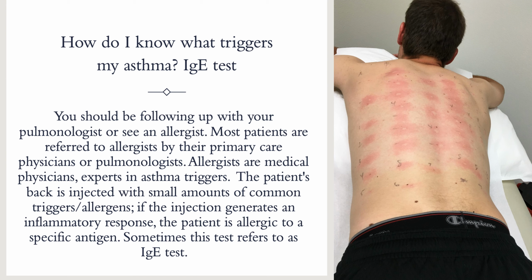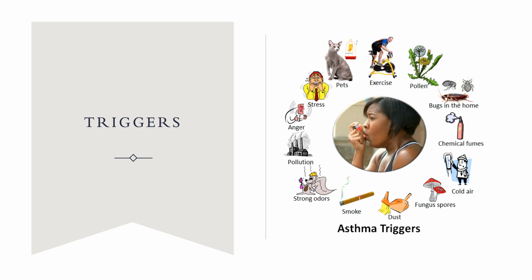Basically, in modern medicine, we are saying, patient, you need to avoid these antigens in order to stop having asthma attacks. Okay, so what do these different triggers look like? Some people can be triggered by exercise, pollen, bugs in the home like dust mites. They're very, very little, 0.5 microgram. Chemicals, cold air, fungi, dust, smoke, strong odors, pollution, anger, stress, pets.